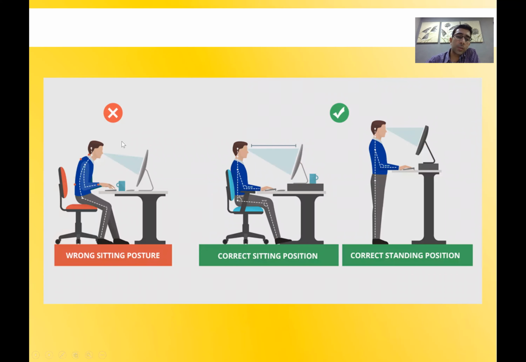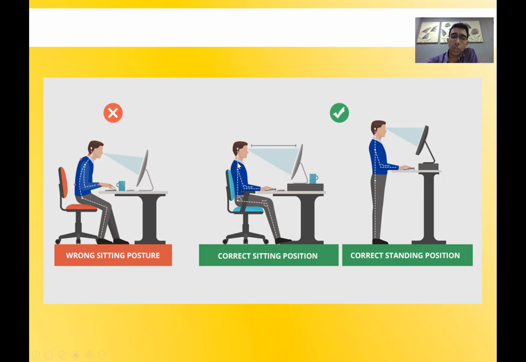Okay, so the wrong sitting position, as I mentioned earlier, is something where your back is totally curved forwards, your head is too far forward ahead of your shoulders, and your backrest is not being used. You have an obtuse angle at the hip joint and not 90 degrees at the knee joint. These are all bad.